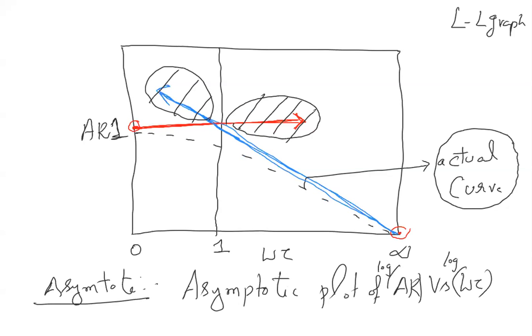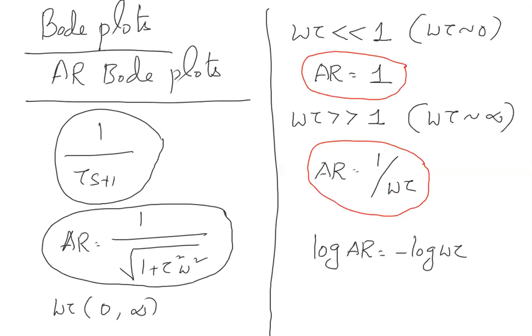See, so how to draw the Bode plot again? Bode plots will be different for different transfer functions. Let's take 1 by tau s plus 1. Then the amplitude ratio is 1 by root of 1 plus tau square omega square. The limits of omega tau are 0 to infinity. When omega tau is less than 1, our amplitude ratio is equal to 1, so that means omega tau is almost equal to 0.